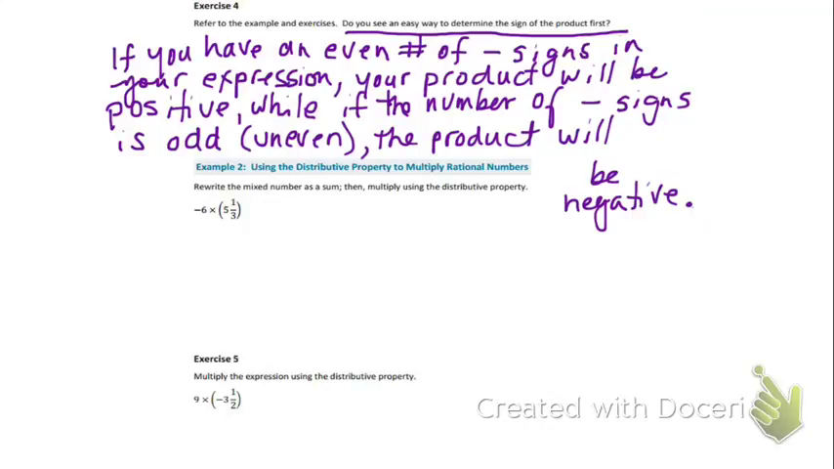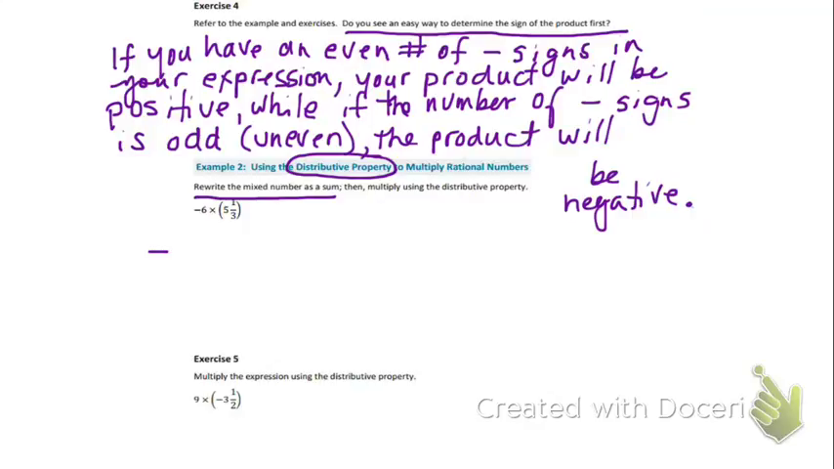So let's look at example 2 here. It's about using the distributive property to multiply rational numbers. Now, if you don't know what the distributive property is, I'm going to show you right now. Hopefully many of you do. The first thing they ask you to do here is to rewrite the mixed number as a sum, and we've done that before. So let's go ahead and do that.